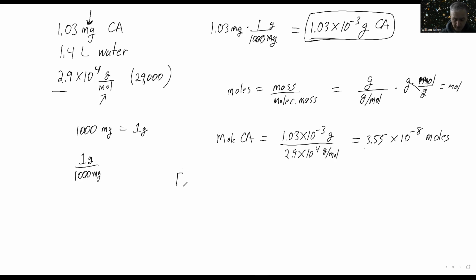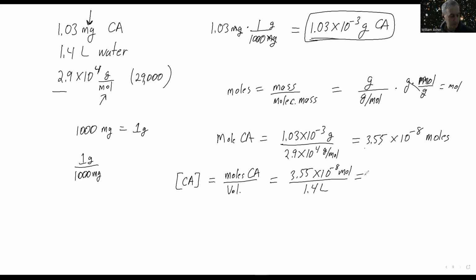So the concentration, we use the chemist symbol for concentration, which is the square brackets, is going to be equal to the moles of carbonic anhydrase divided by the volume of the solution, which is 3.55 times 10 to the minus 8 moles divided by 1.4 liters, which is equal to 2.54 times 10 to the minus 8 molar, or moles per liter.